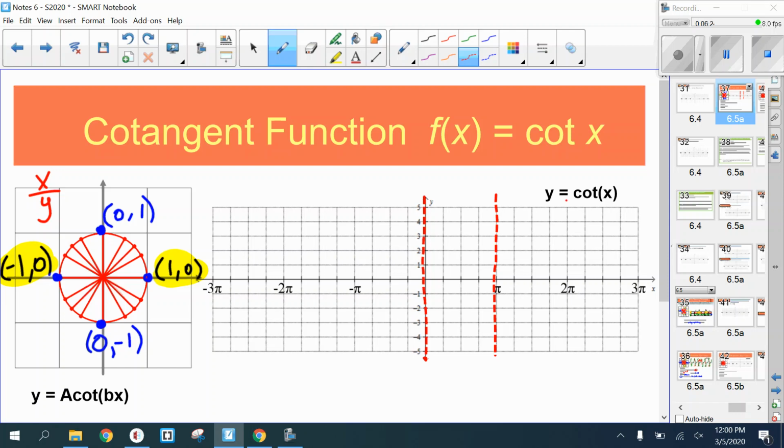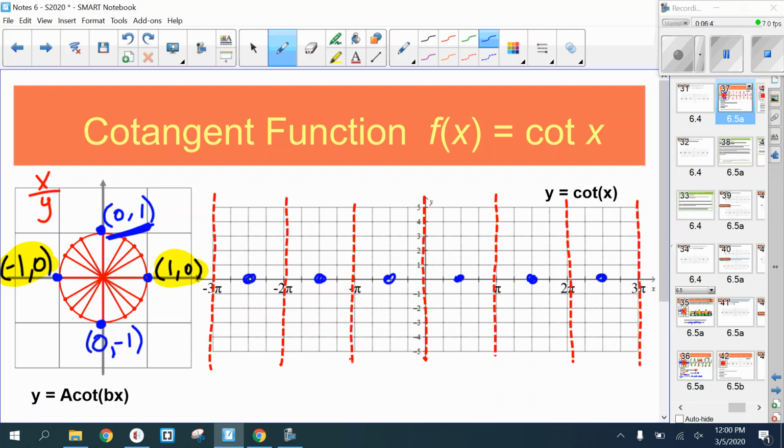And so keep that going. Asymptotes at 2 pi and 3 pi, negative 2 pi. All right. Then there would be a 0. It would equal 0 anywhere the x coordinate is going to equal 0. So at pi over 2 and at 3 pi over 2, 5 pi over 2. Okay. Now remember, I told you to memorize, cotangent is going to be decreasing. So the graph kind of looks like this.